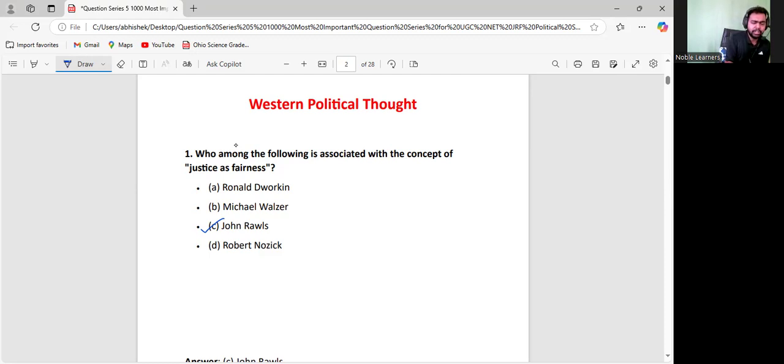Talking about Ronald Dworkin is very important. He has given the concept of rights as trumps. That means if you compare liberty, equality, rights, and justice, Ronald Dworkin is the one who gives most importance to rights. Apart from this, Ronald Dworkin also talks about equality of resources.